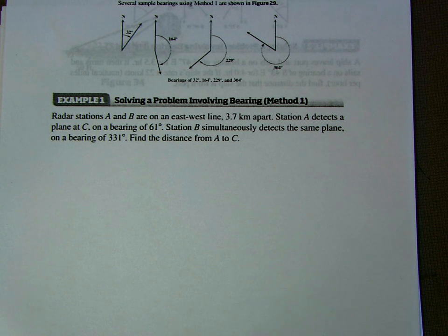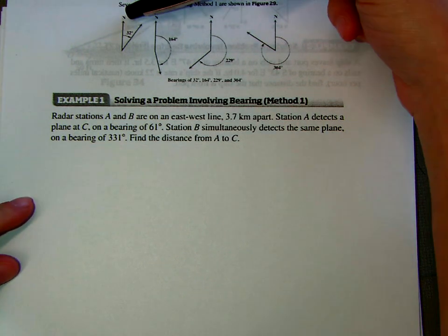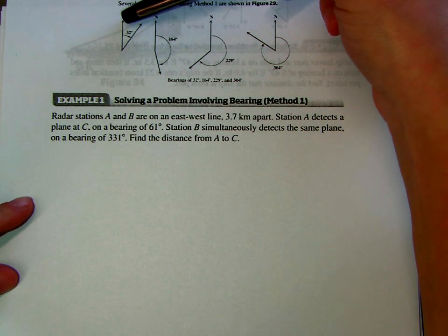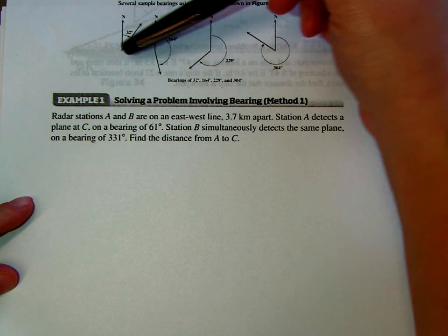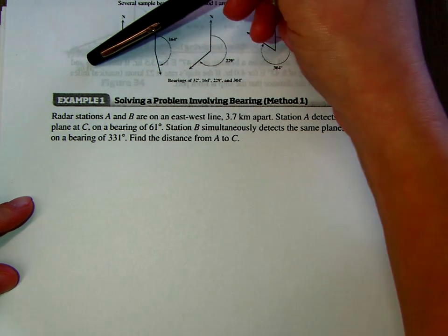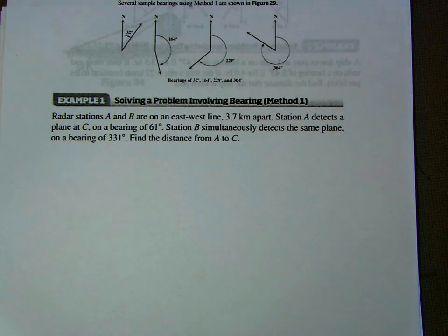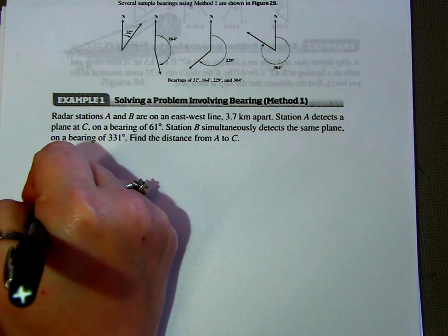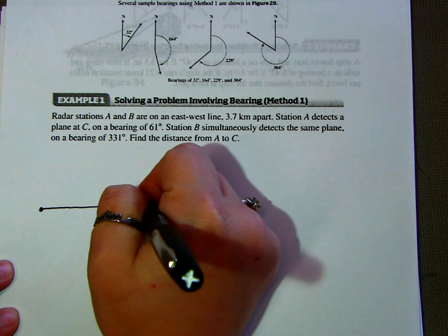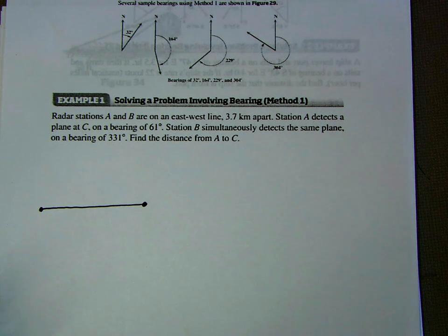So it says we are dealing with radar stations, so think about like radar towers, you know, like when you drive by. It says radar stations A and B are on an east-west line, 3.7 kilometers apart. So thinking about the fact that we are always starting from a north direction, east and west then is going to lie on our x-axis. It's horizontal. Okay? So what they just told me is that we have station A, and then directly horizontally we have station B, because they are east and west of each other.